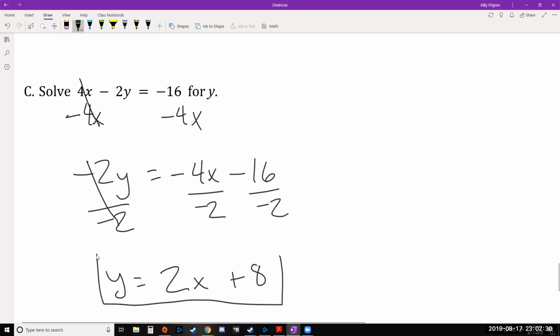So here we have it. Our goal is to get y by itself. We just did. This equation that we started with, 4x minus 2y equals negative 16, is equivalent to this equation. But just like above, we put it in a different form now. We solved it for y, so it's in terms of one specific variable.